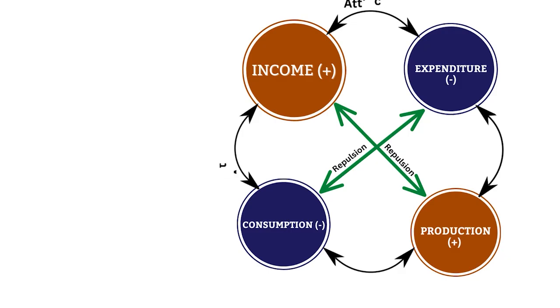So we now have four balancing forces, what we call attraction and repulsion. Plus and plus always repel. Similarly, minus and minus always repel. Plus and minus always attract each other. So this is how the equilibrium between demand and supply takes place.